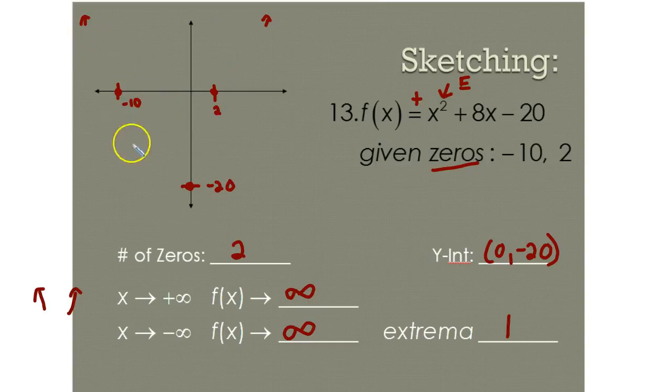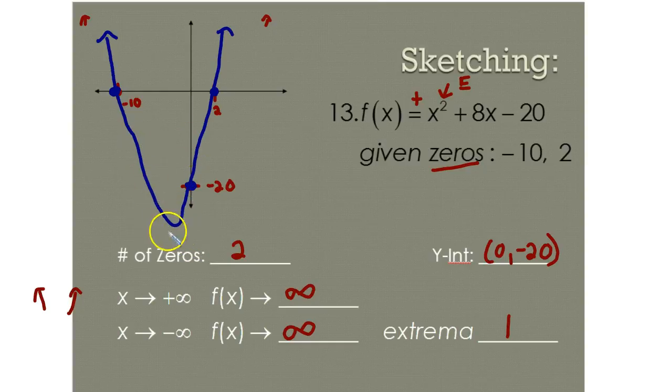And since there's only one turn, I'm just going to come down, come back up, and have an arrow at both ends. I go through my two zeros at -10 and 2. I go through my y-intercept at -20. Is this the only way that it could look? Well, your sketch might look a little different, but it should look kind of like this. It's fairly similar.